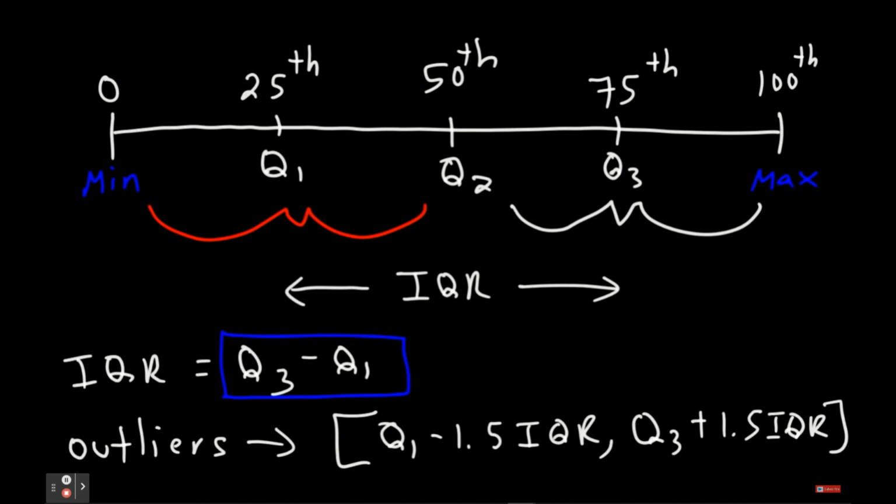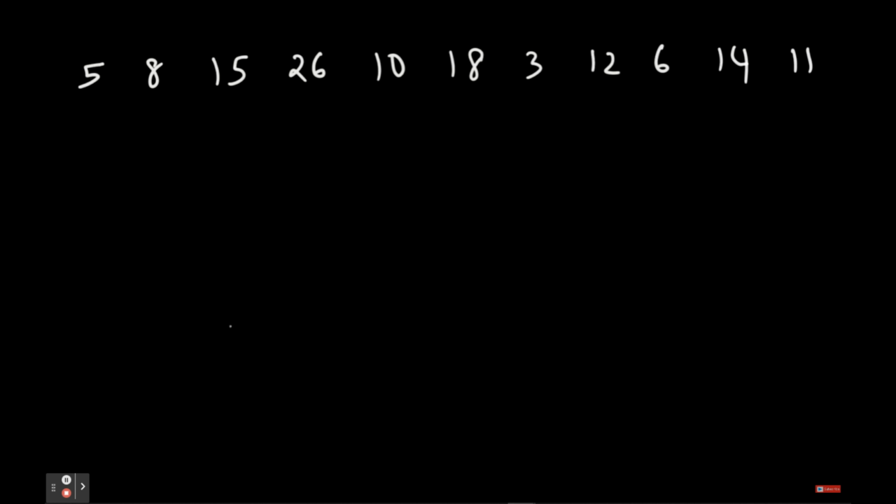And we're going to do some examples so that you can see how this process works, like how we can go about determining if a number is an outlier or not. So let's say we have the numbers 5, 8, 15, 26, 10, 18, 3, 12, 6, 14, and 11. So let's go ahead and find the IQR value, and let's see if there's any outliers in this list.